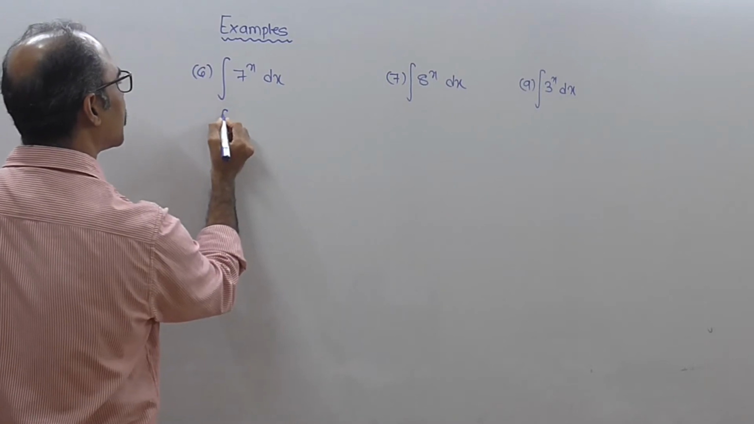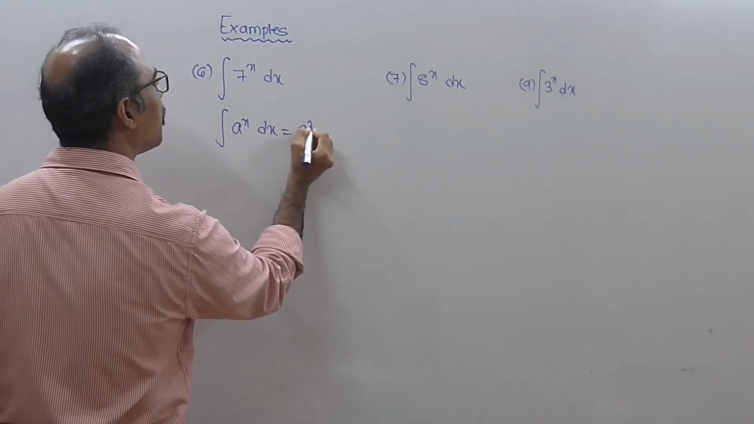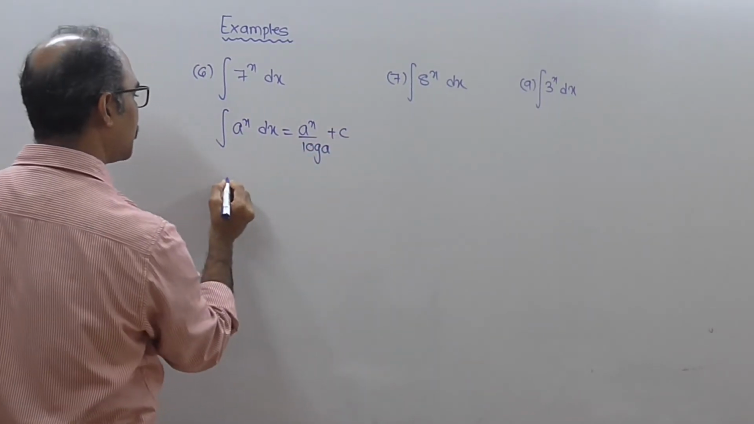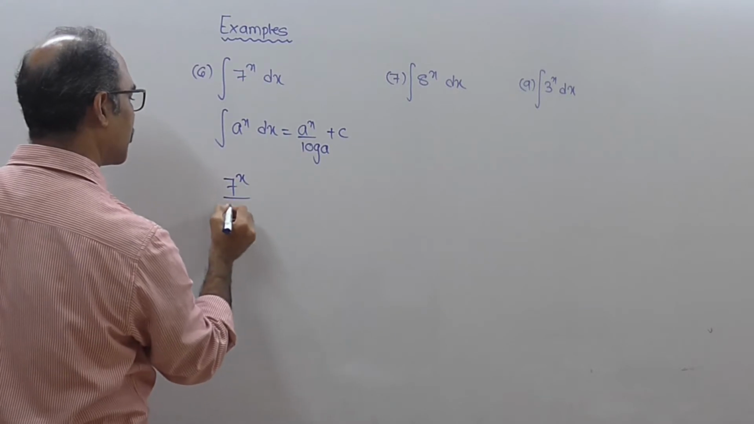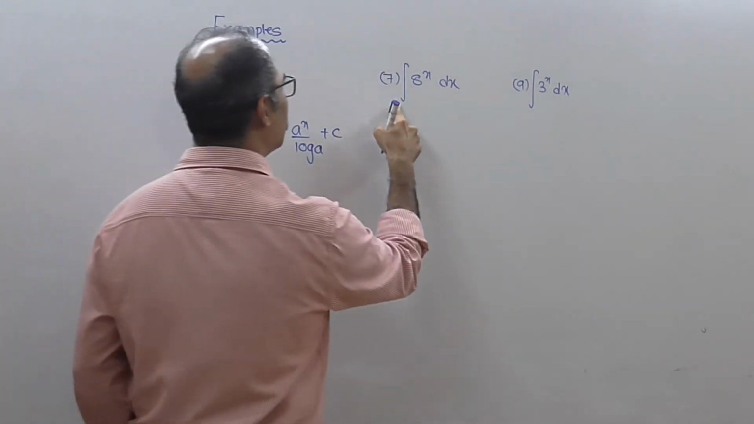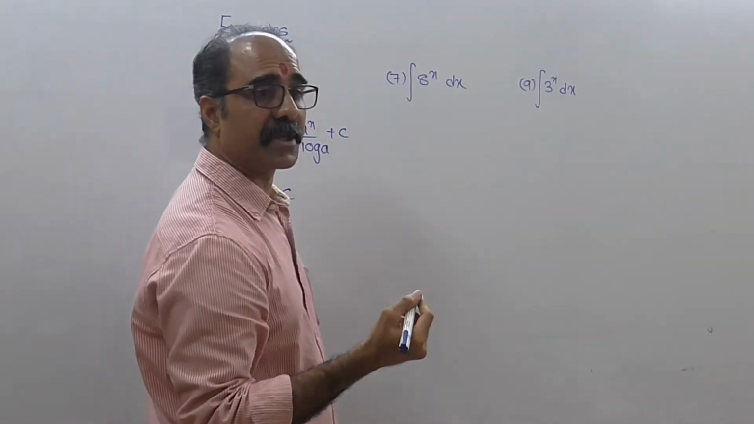Integration of 7 raised to x. This is in the form of integration of a raised to x dx. The formula is a raised to x upon log of a plus c. So this will be 7 raised to x, the whole upon log of 7 plus c. This is in the form of a raised to x. This is basically an exponential function.